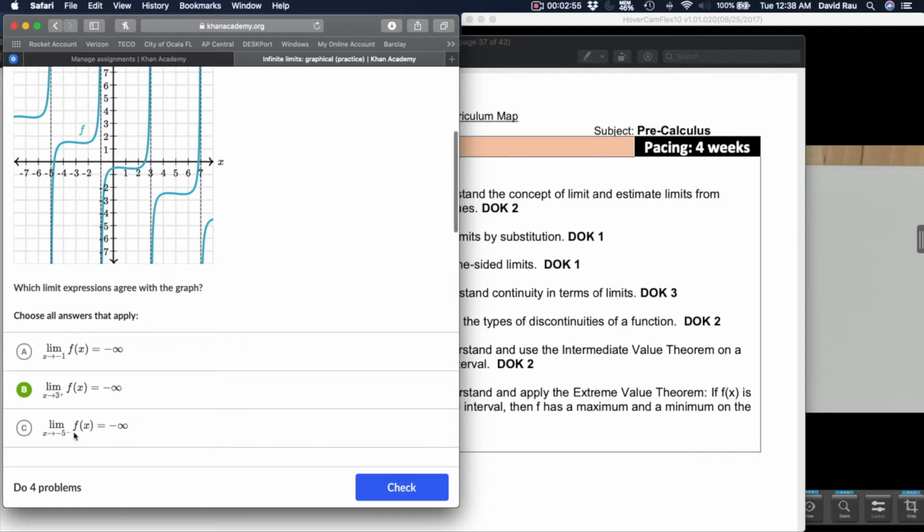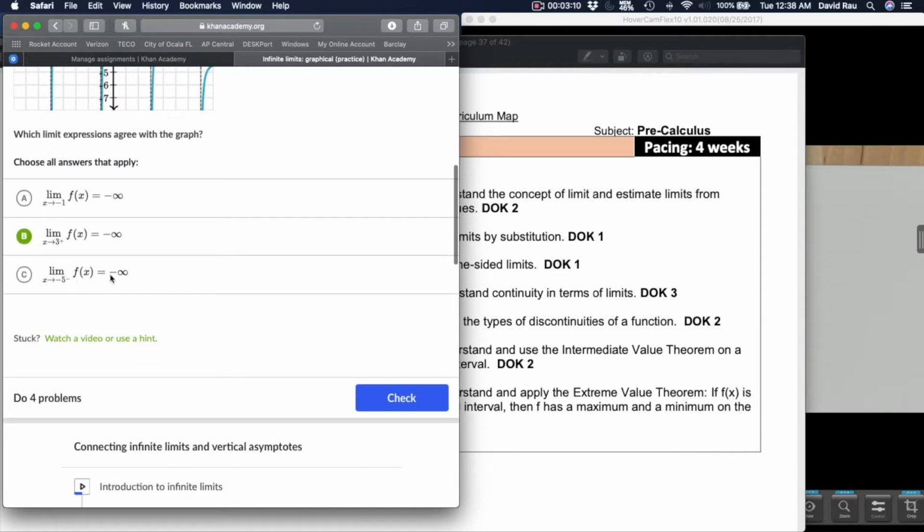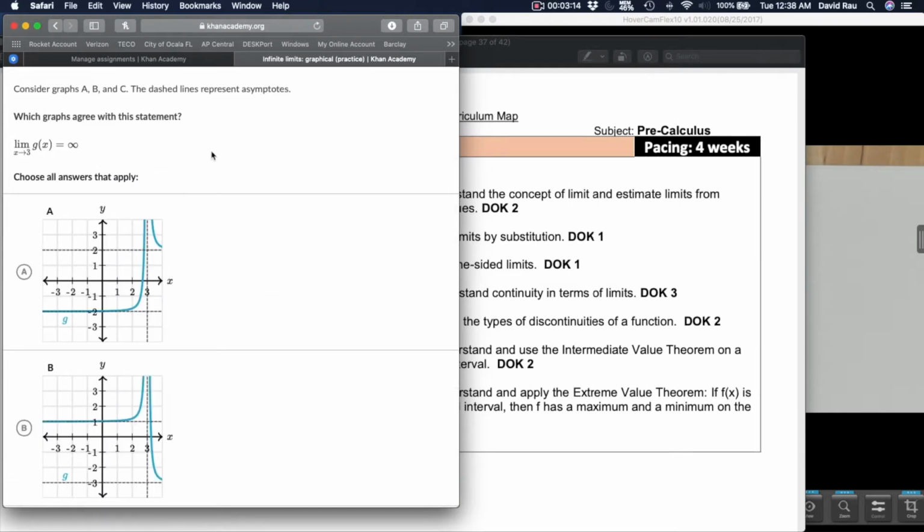What about negative 5 from the left? Is that going down forever? Well, negative 5, the left-hand side, is actually going up forever. As you get closer to negative 5 from the left-hand side, that's going up forever, so no. Okay, just a few more times.